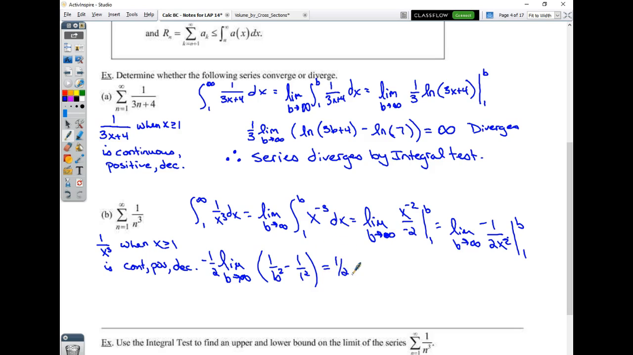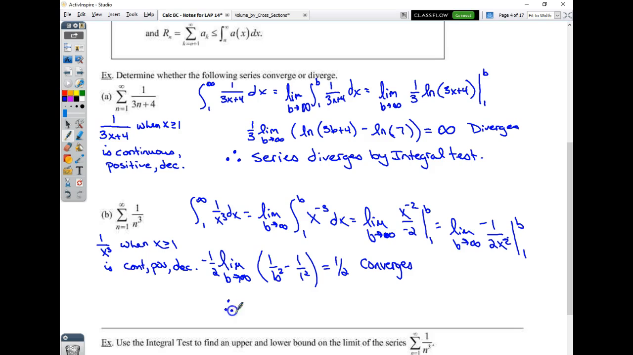By the way, if I ever do one of these problems and I wind up with a negative value, I know I did something wrong. Why? Because if my y values have to be positive, then how on earth did I get a negative integral, right? Okay, so we get 1/2, which means that this converges.